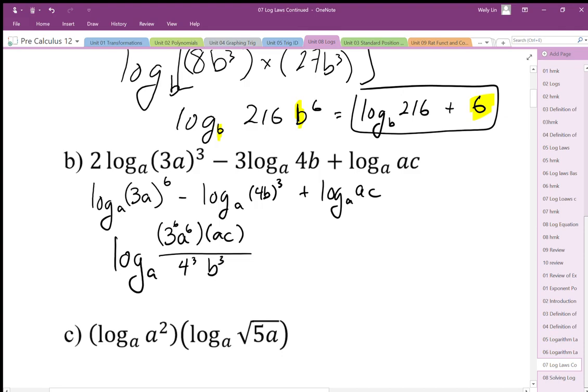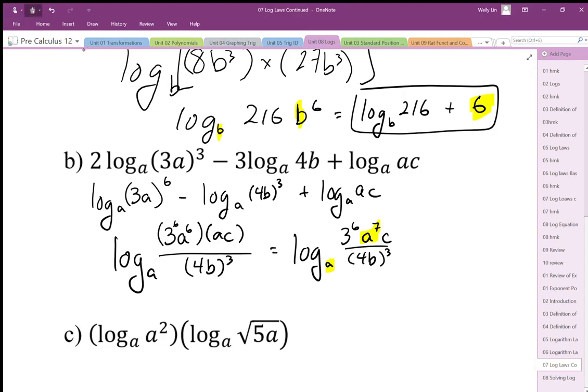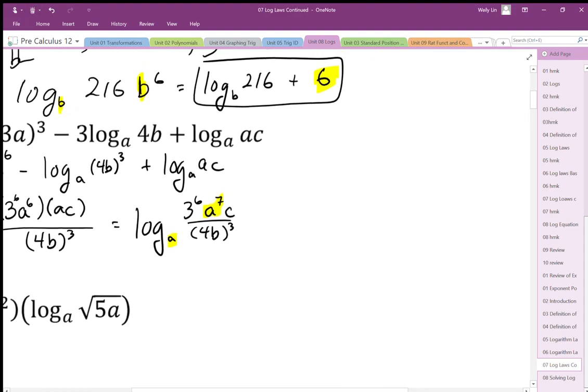Okay. I don't really need to separate that out. I think I'm just going to keep that together because none of that's going to simplify. So 4b cubed. Okay, I'm going to rewrite this as log base a of 3 to the power 6, a to the power 7, c all over 4b cubed. Okay, that's pretty good, except we just have to again remember that if we have a base a in the argument of a base a log, we really should evaluate that numerical value because we can.